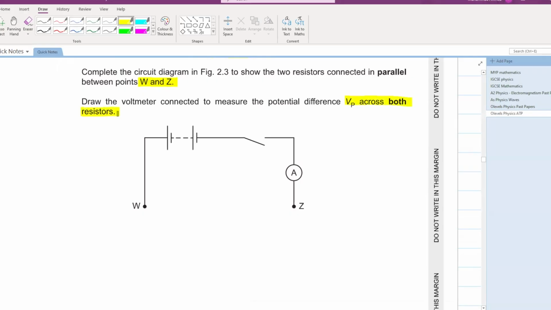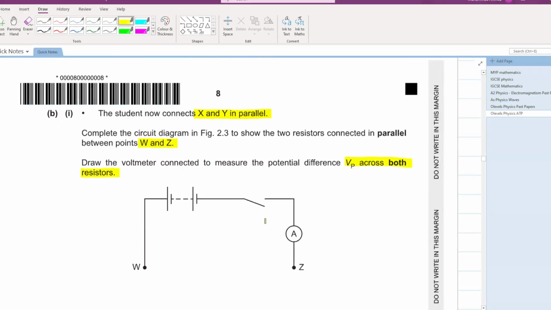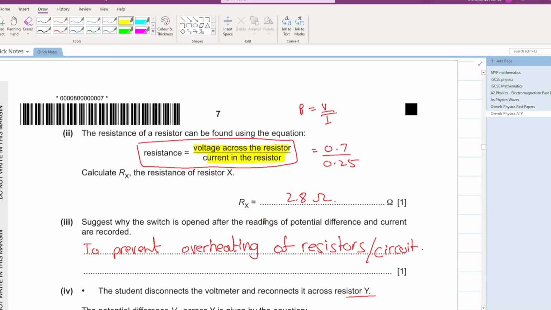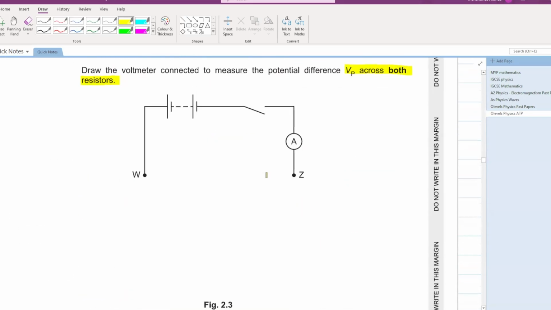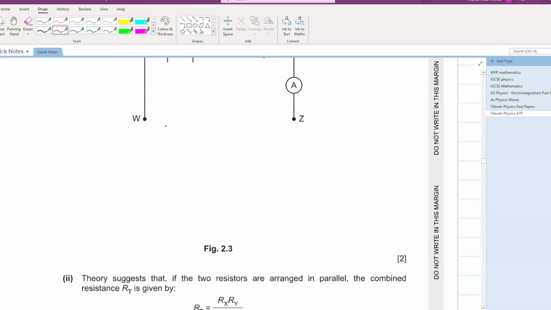Okay. So first of all, you have to connect both the resistors in parallel. So you have X and Y. You will connect it in parallel like this. You can connect them in parallel like this. X, and maybe create another branch like this.